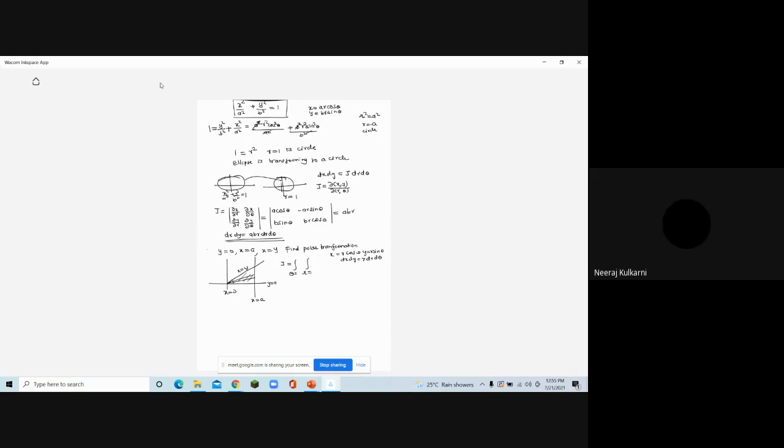0 to pi by 4. Yes, 0 to pi by 4, because the line y is equal to x makes the angle pi by 4. So theta is 0 to pi by 4.